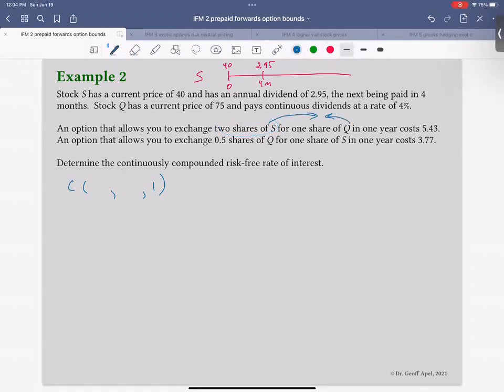So for a call, remember what it was? The first parameter was the thing that we called to us, and the second one was the thing we gave away. So if we were to write this situation for us, it is a call where we receive 1Q, we call 1Q to us to give away 2 S's. And this option costs $5.43.